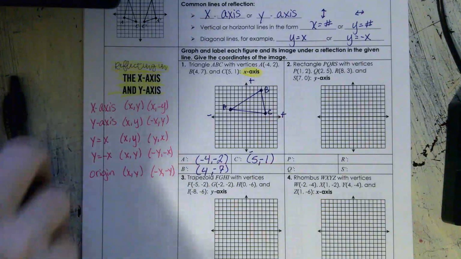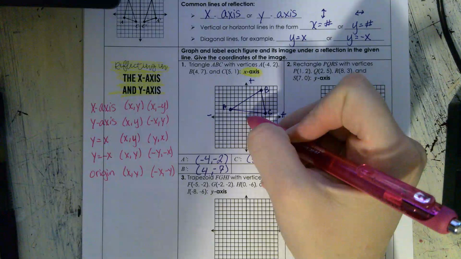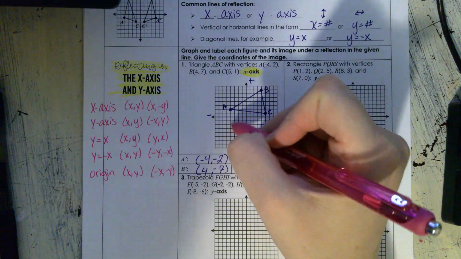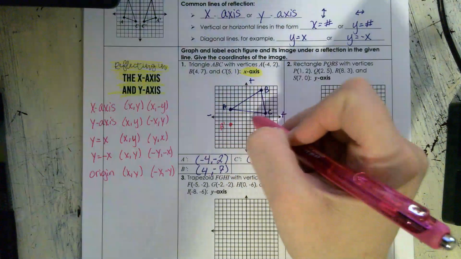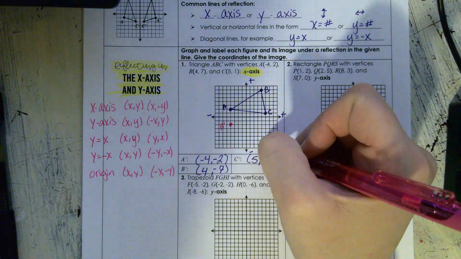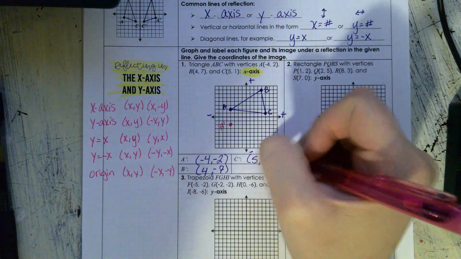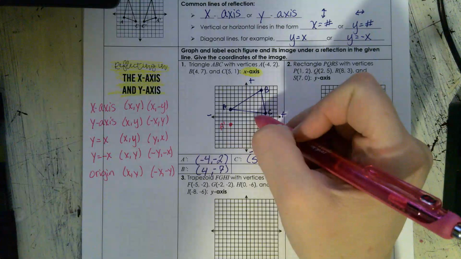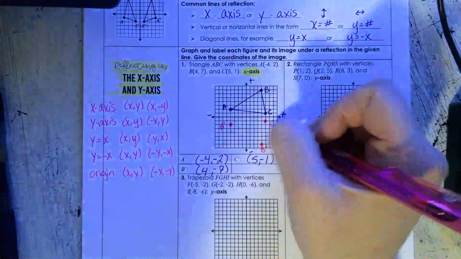Okay, now it's time to graph it. So -4, -2, and that is A prime. 4, -7, and that is B prime. 5, -1, C prime.